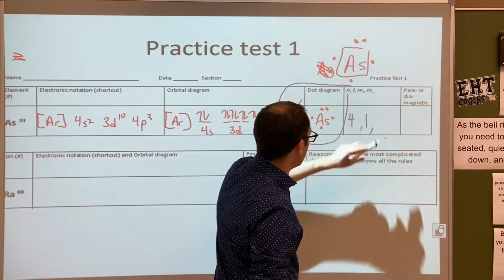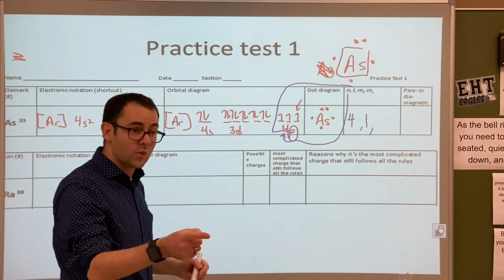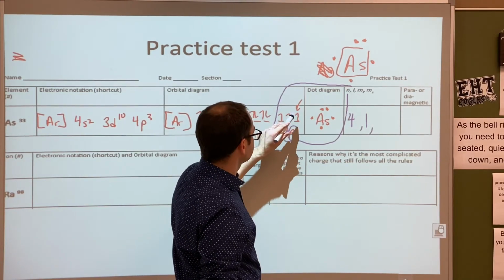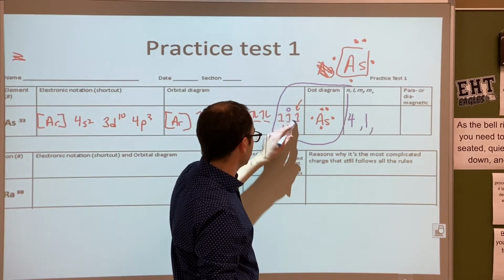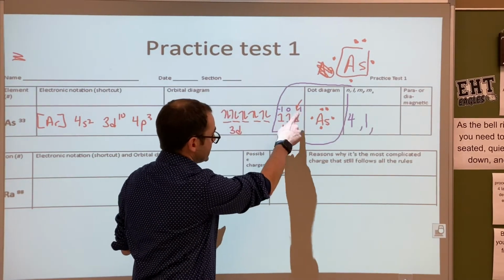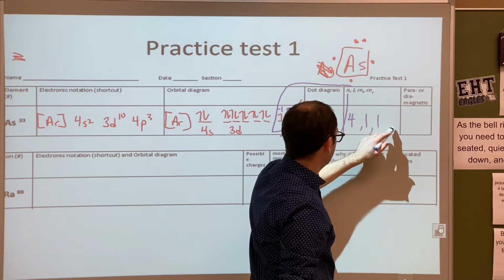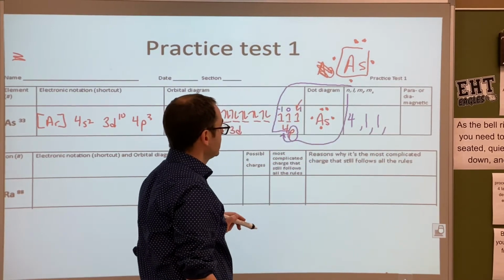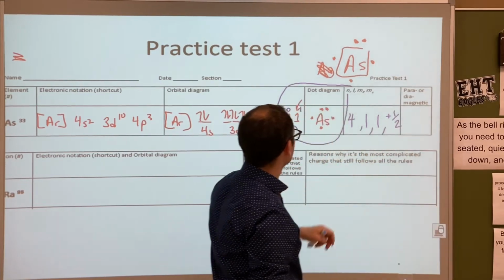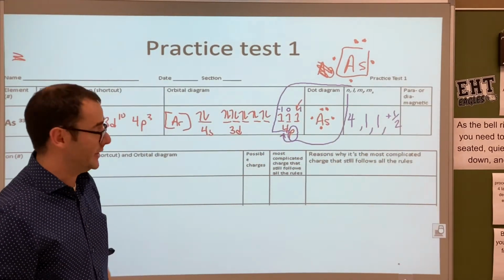All right, what about the m sub l? That's 1 as well, right? Where'd you get that from? Yeah, the number line, right? So 0 is in the middle. That's going to be a 1. This is going to be -1. All right, so that's 1. Good. And then the last one is +1/2 because what? It's an up arrow. Yeah, exactly. It's an up arrow.